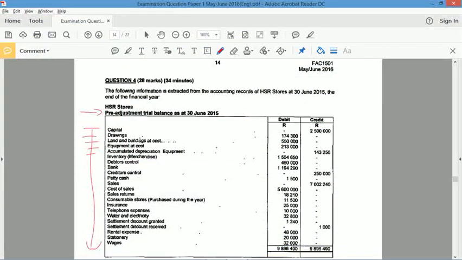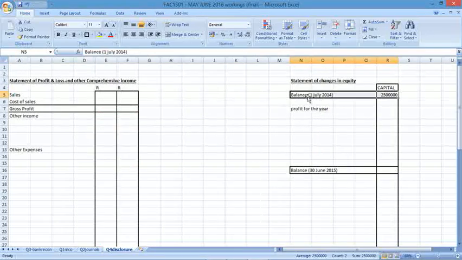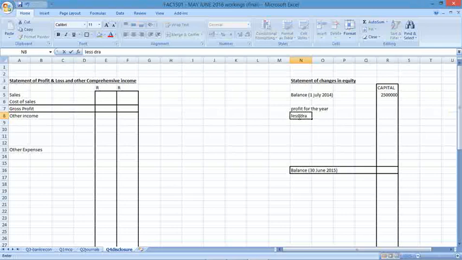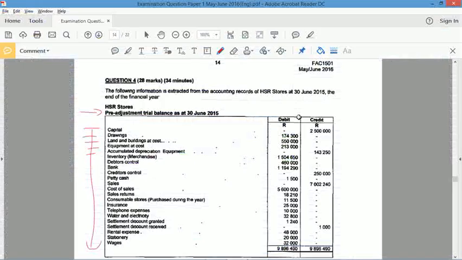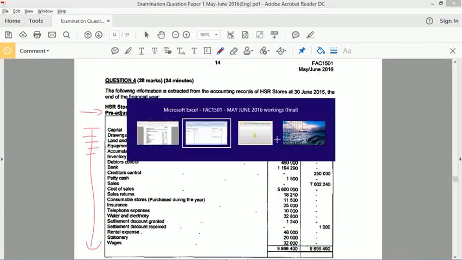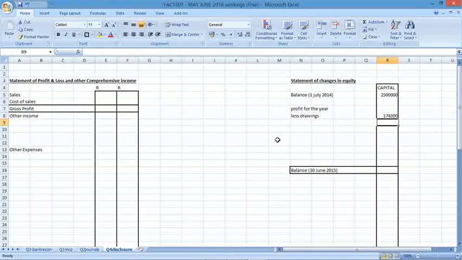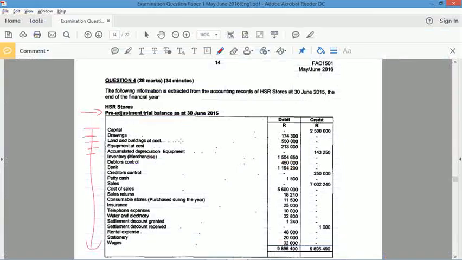Right, drawings. Drawings will affect who? The owner. So if it's affecting the owner, it'll affect the owner's equity. So obviously you'll less drawings. And the drawings was how much? 174,300. Right, equipment and buildings at cost. You should know equipment and buildings is an asset. Assets go to the statement of financial position. I'm not looking at that statement, so I don't need it. Equipment also goes to the statement of financial position. Depreciation is a negative asset, goes to the statement of financial position.